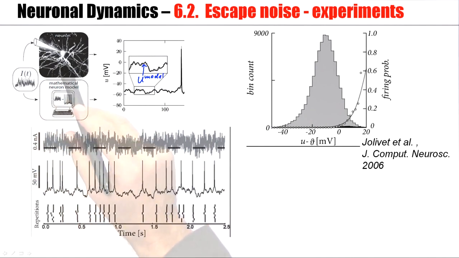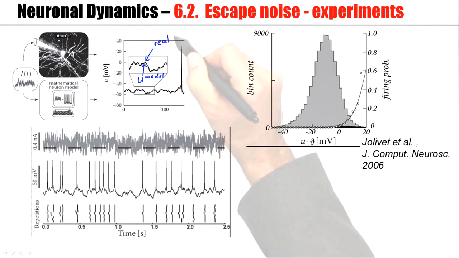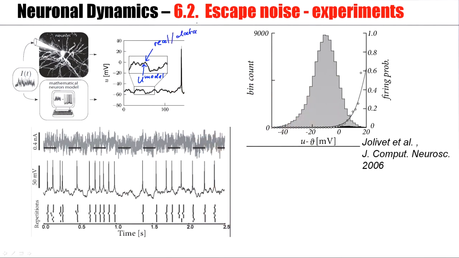We also do recordings from the real neuron, and the real neuron will be the thick line. This is the data. Now, from time to time, the real neuron emits a spike. What we find is that if you look at these kinds of recordings with several repetitions of the same time-dependent input current, the same signal I of t, then the membrane potential is slightly different, and moreover, the spike times are slightly different between one trial and the next.